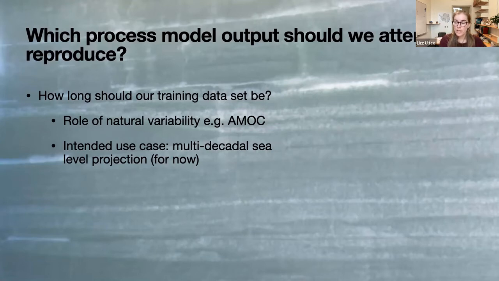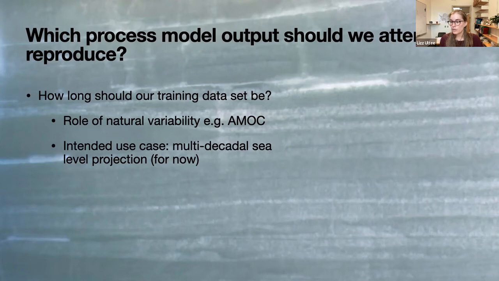So for example, the Atlantic meridional overturning circulation, which has an anti-correlation with Greenland surface mass balance. When the overturning circulation is strong, bringing warm water to southern Greenland, you can see changes on the time scale of 40 to 60 years, depending on location, in Greenland surface mass balance. So do we need to account for that?